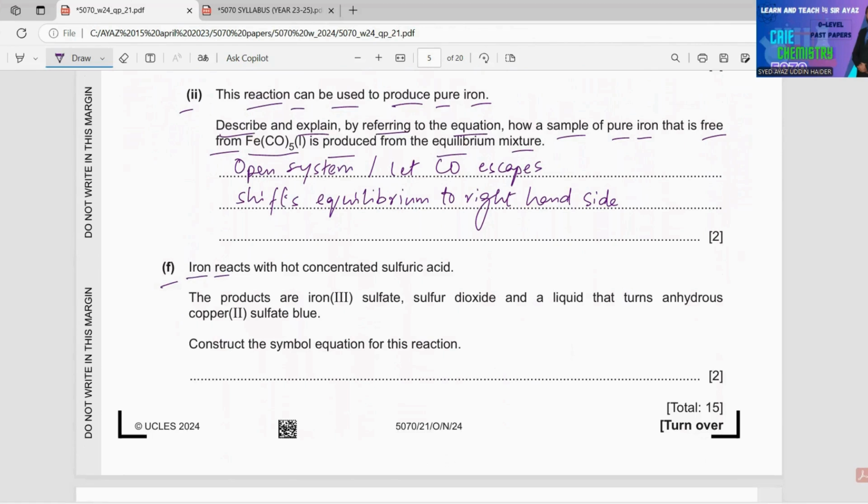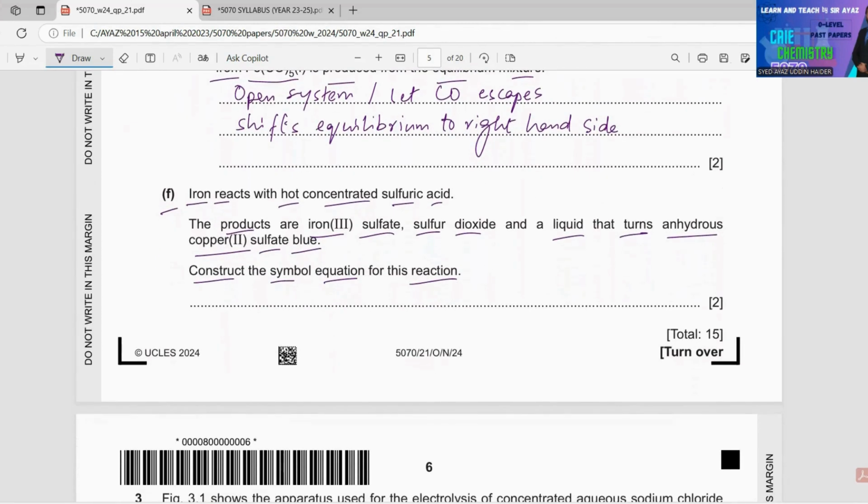F. Iron reacts with hot concentrated sulfuric acid. The products are iron(III) sulfate, sulfur dioxide, and a liquid that turns anhydrous copper(II) sulfate blue. Construct the symbol equation for this reaction. First of all, I'm writing the reactants. We have iron here, the symbol of iron is Fe. Hot concentrated sulfuric acid must be H2SO4. They didn't ask for the state symbols, so no need to write them here.